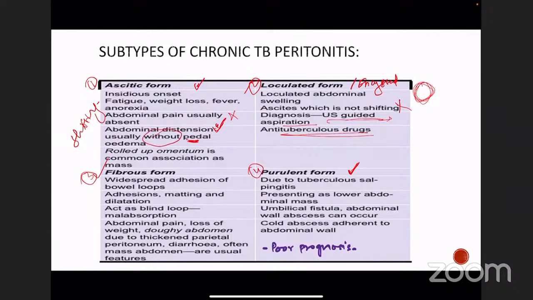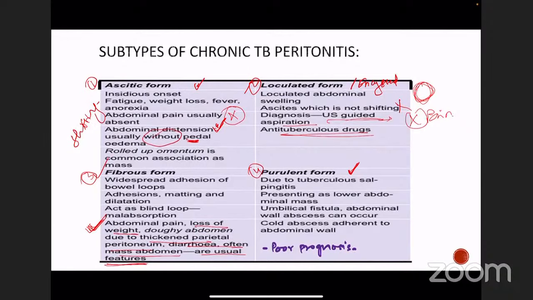This patient will not have that gross abdominal pain. The patient will have abdominal pain due to constipation or stretching. The patient will have loss of weight due to loss of appetite. Thickened parietal peritoneum will be there. Diarrhea and an abdominal mass are usual features.